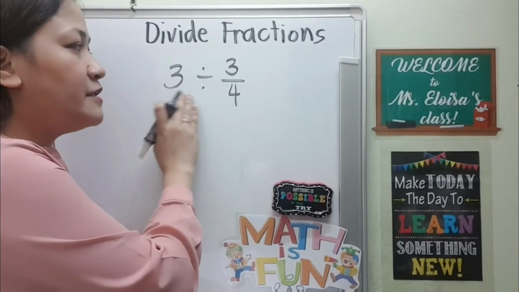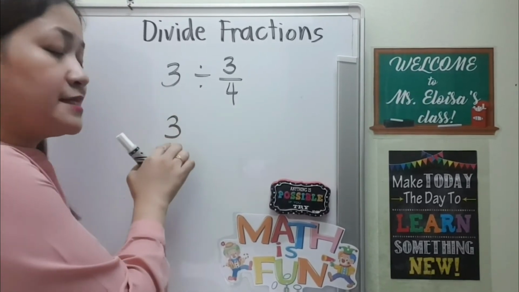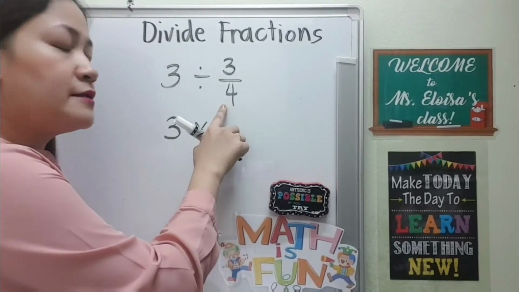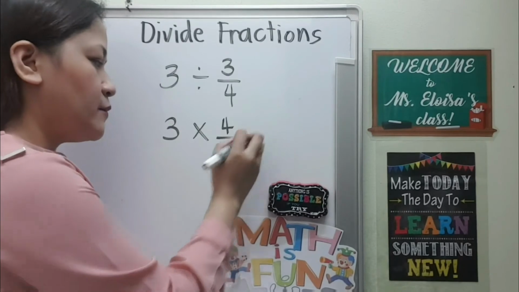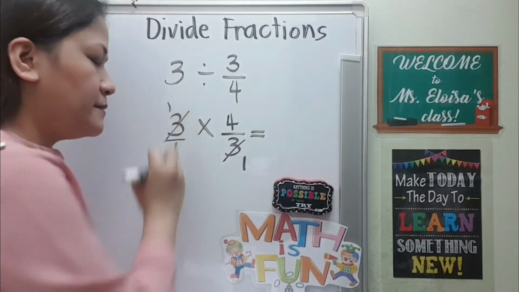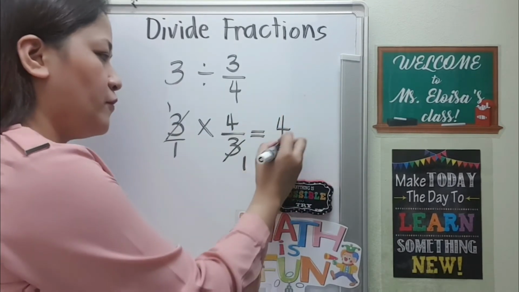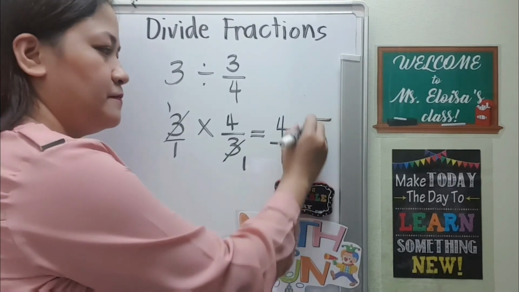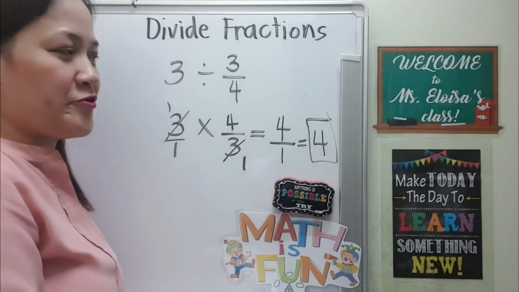Next, we have 3 divided by 3/4. So that will be 3, which should be the same, okay? Times the reciprocal of the divisor. So 4 over 3. And this 3 is over 1. So 3 and 3, they will be 1. 1 times 4, 4 over 1. And 4 over 1 is 4. So 3 divided by 3/4 is 4.